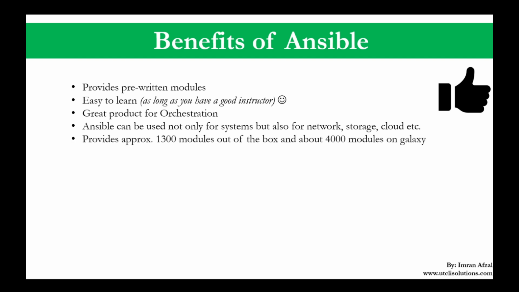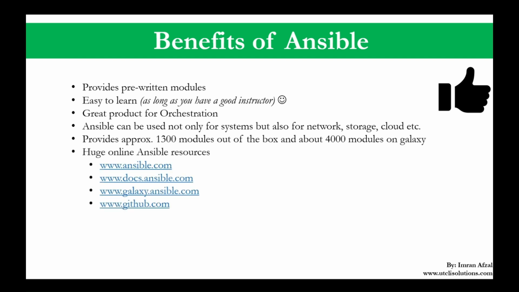It provides approximately 1300 modules out of the box and about 4000 modules on Galaxy. As we go through the modules, right now you probably don't know what a module is, but just to give you a quick update, a module is something that lets you automate a certain task. We'll cover that later. Right out of the box, it has 1300 of those. All right, huge online Ansible resources. That's for documentation, for modules, for systems information. You could go to docs.ansible.com, galaxy.ansible.com, GitHub, and many, many other online resources where you'll find great documentation and resources on Ansible.